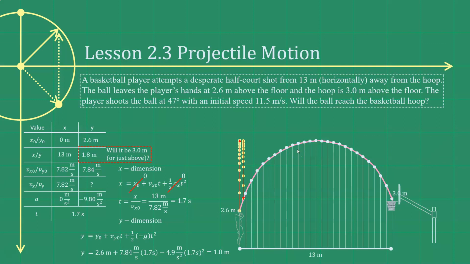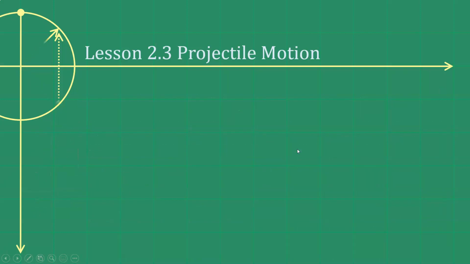Now you know how to solve projectile motion problems when a projectile is not launched horizontally, but has both a horizontal and a vertical component at an angle.